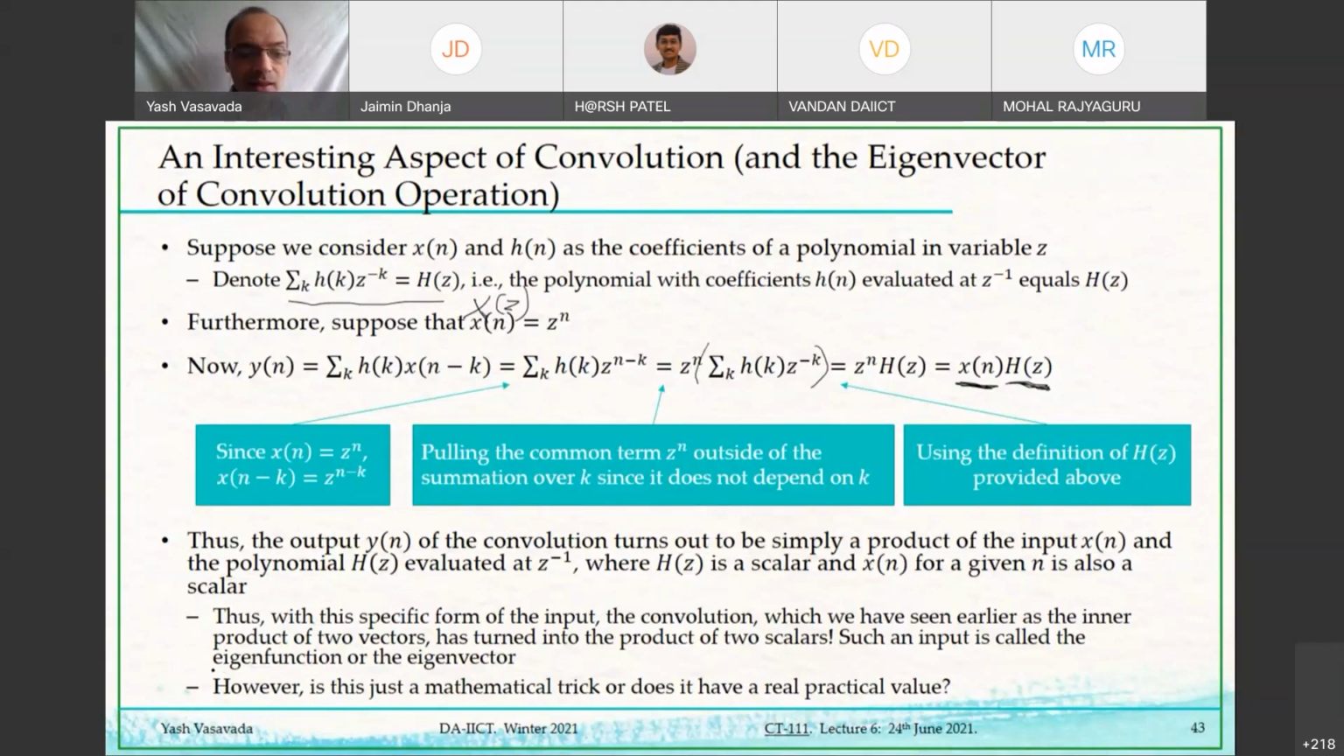This is called the eigenfunction of the convolution operation, this type of input. This input that we have considered, the specific form x of n equal to z to the n, is called the eigenfunction of the convolution operation, or in general, of LSI systems.